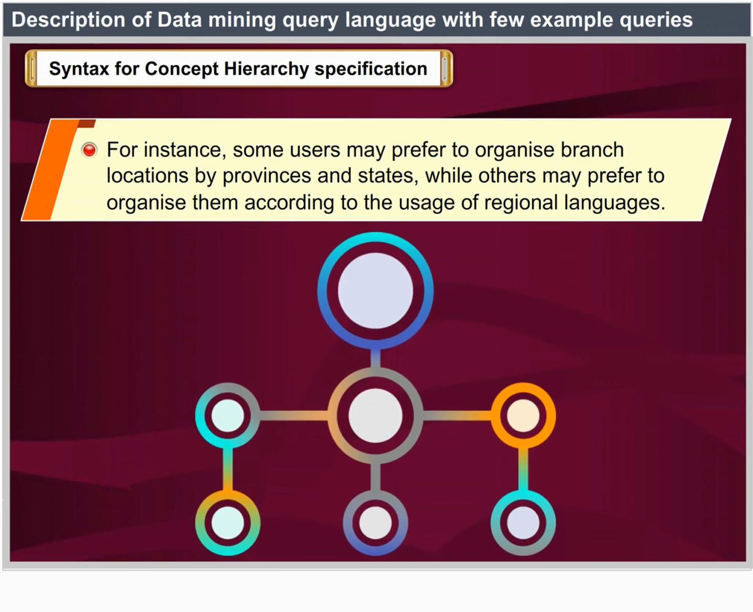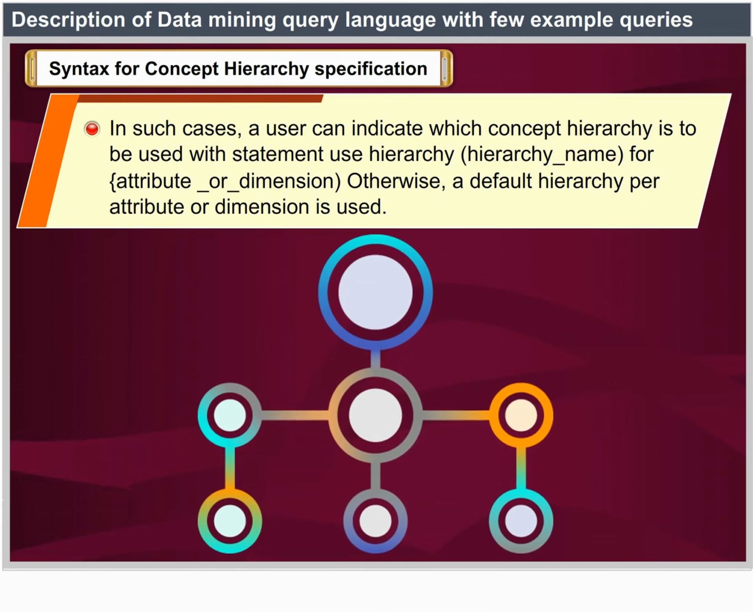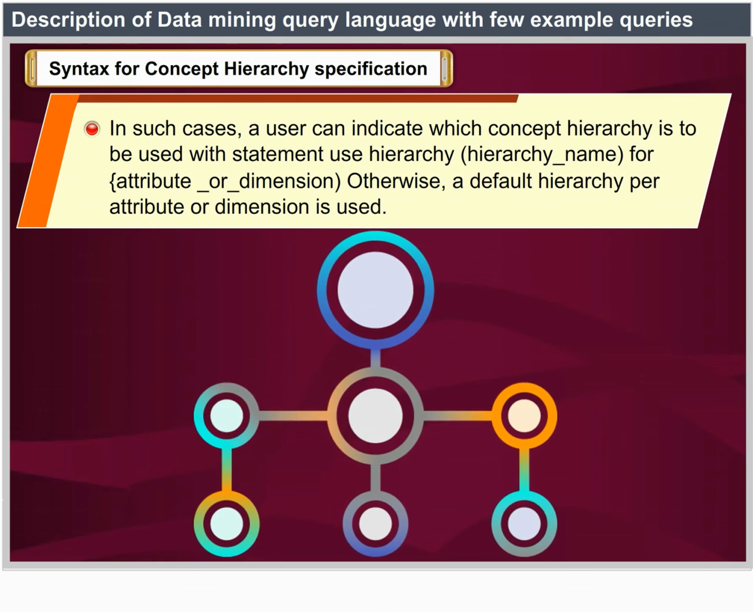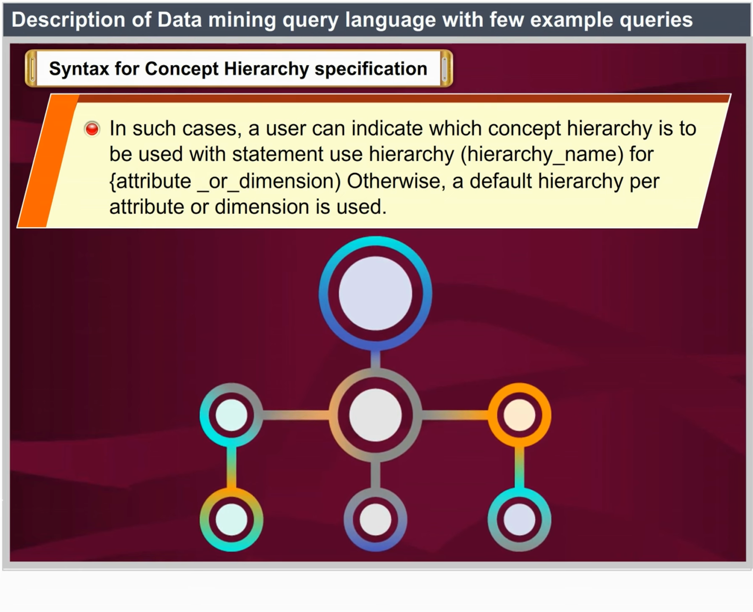In such cases, a user can indicate which concept hierarchy is to be used with the statement use hierarchy name for attribute dimension. Otherwise, a default hierarchy per attribute or dimension is used.